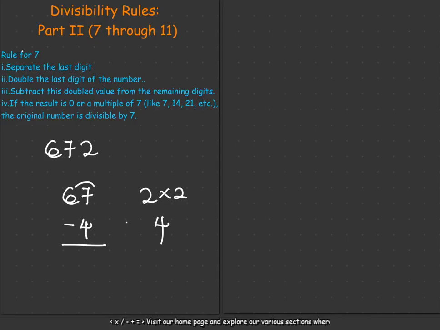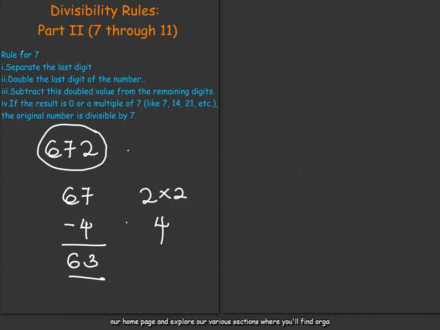You see, 67 minus 4. If you have to subtract, you have 7 minus 4, which gives us what? A 3. Then 6 minus nothing, we still have our 6 over here. So this here is our answer. Now, after our subtraction, the rule says if the result is 0 or a multiple of 7, then we can say that this original number is divisible by 7. So the question we now need to ask ourselves is, is this answer we have here a multiple of 7?